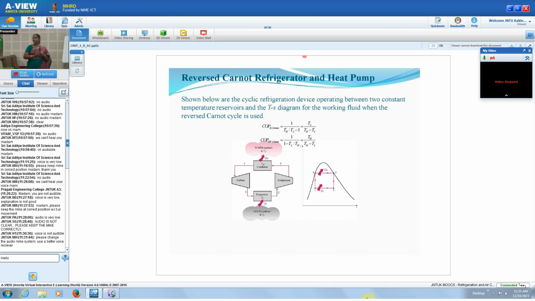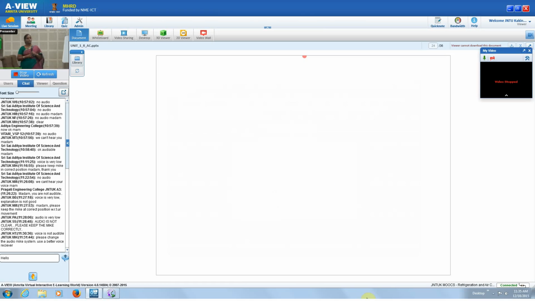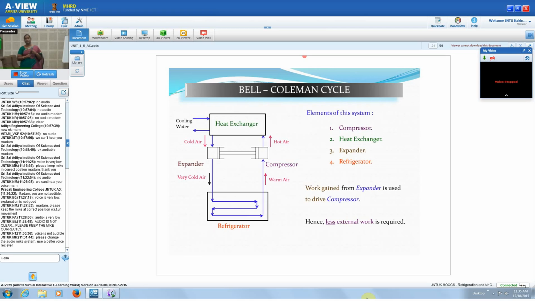Then what are the theoretical cycles? The Bell-Coleman cycle is a theoretical cycle. The reversed Carnot refrigerator was the same thing with the flow diagram. The theoretical cycle used for air refrigeration is the Bell-Coleman cycle. You can see the Bell-Coleman cycle here. Here also the components required are the same: compressor, expander, heat exchanger, and the refrigerator. That heat exchanger is nothing but a condenser here.